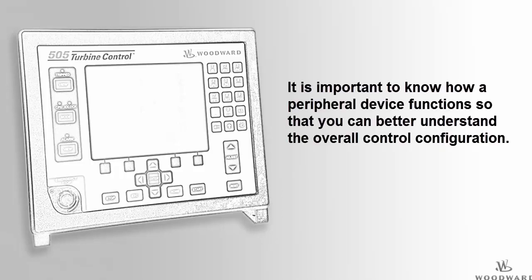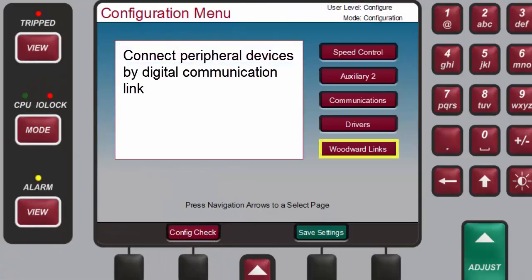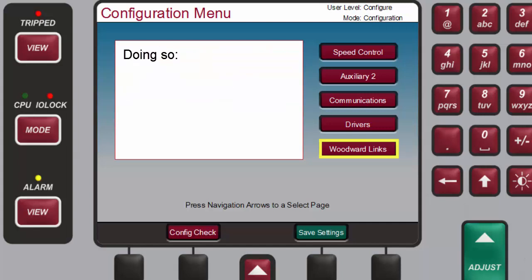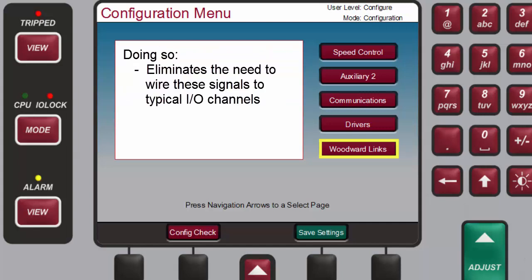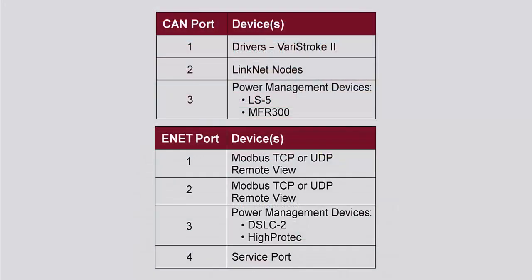By understanding the functionality of a peripheral device, you will have a better understanding of the overall control configuration. Peripheral devices can be connected by digital communication link, either CAN or Ethernet, depending on the product, which allows users to monitor their signals on the 505. This ability eliminates the need to wire these signals to typical input-output channels and provides additional information on the 505 screens. These tables provide a summary of what ports should be used with each type of device.